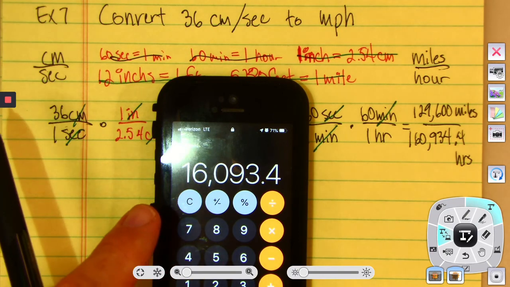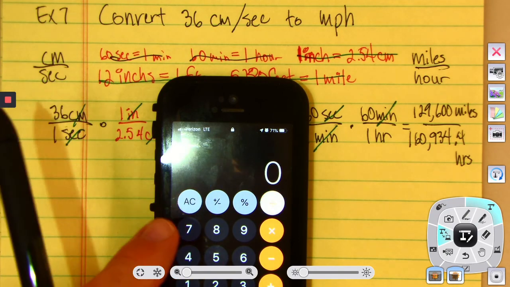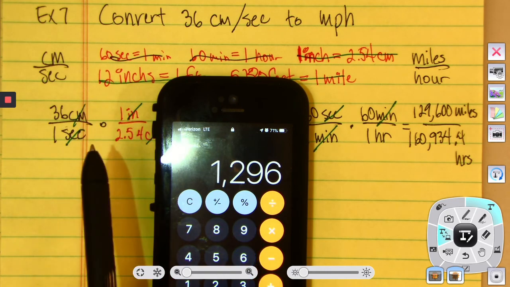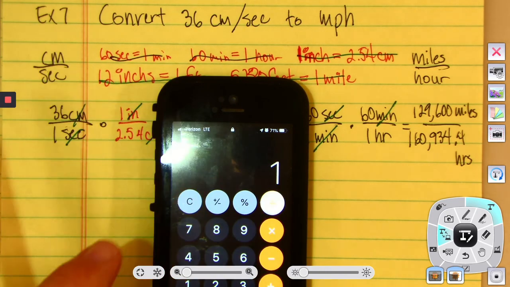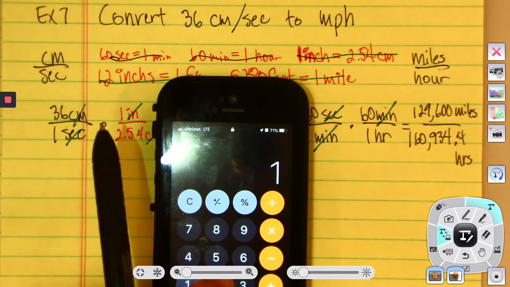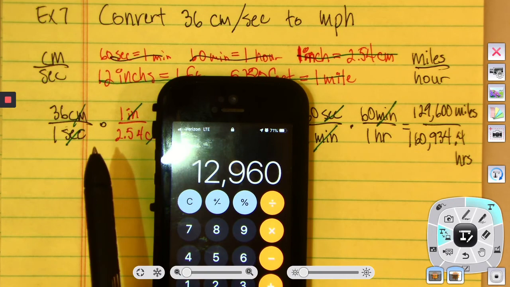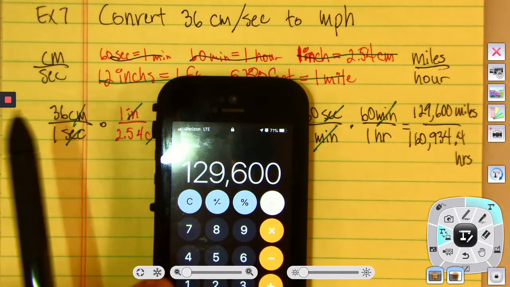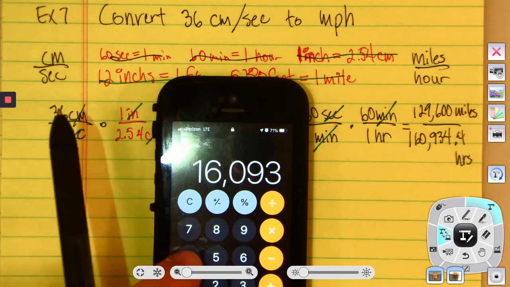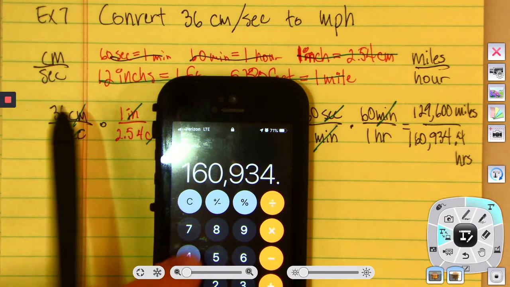I think I left something out. Let's try it again. 129,600 divided by 160,934.4.